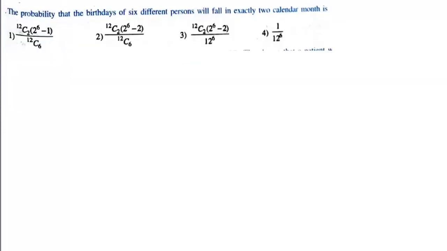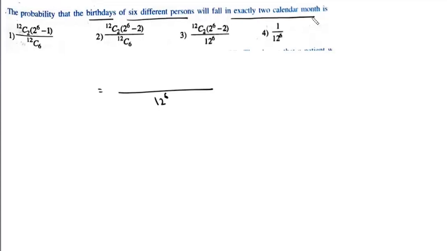Now we need to find the probability that the birthdays of 6 different persons will fall in exactly 2 calendar months. Now for the total number of ways, for each person we have 12 choices. So it could be any one of the 12 months. So there will be 12 into 12 into 12, 6 times. So 12 to the power 6. Now the probability that the birthdays of 6 different persons will fall in exactly 2 calendar months.